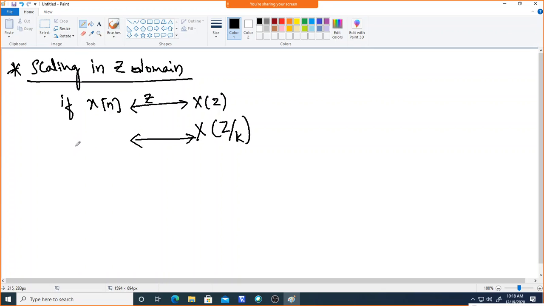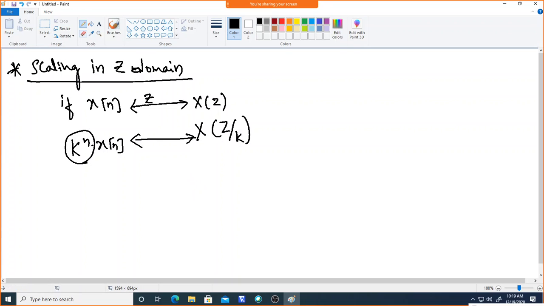So either we can take k or n, we can represent the scaling in the z domain, so I will take some other factor, or you can write it as z by k, which is nothing but k power n into x of n. Whatever the multiplying factor in the time domain, that will be correspondingly scaled in the z domain.